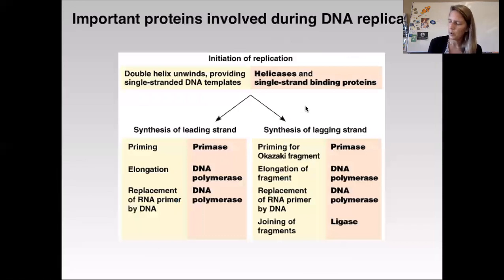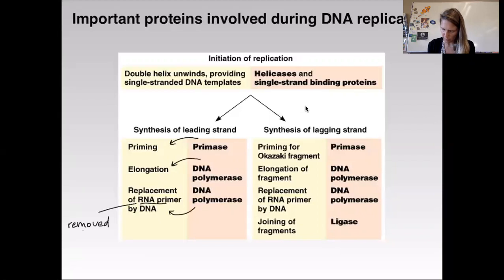Okay, so some important proteins during replication. We've already talked about these. So we have primase that is important for the synthesis of RNA. We have DNA polymerase, which is going to be important for elongating that new strand. And DNA polymerase will also, when RNA primers have to get removed, and they eventually get removed, so these are removed by what's called an exonuclease.